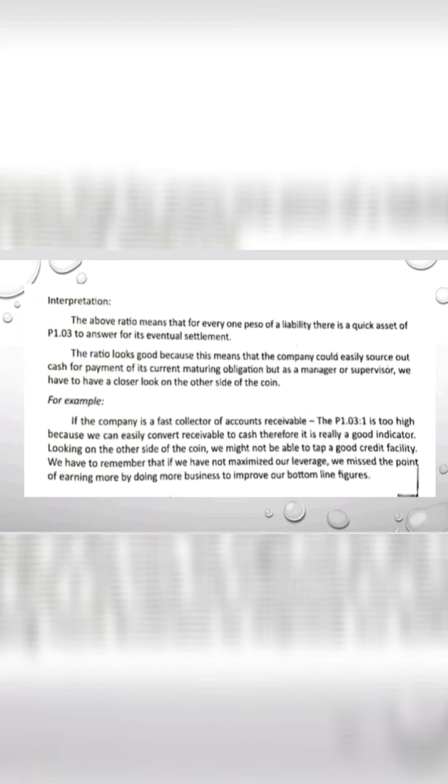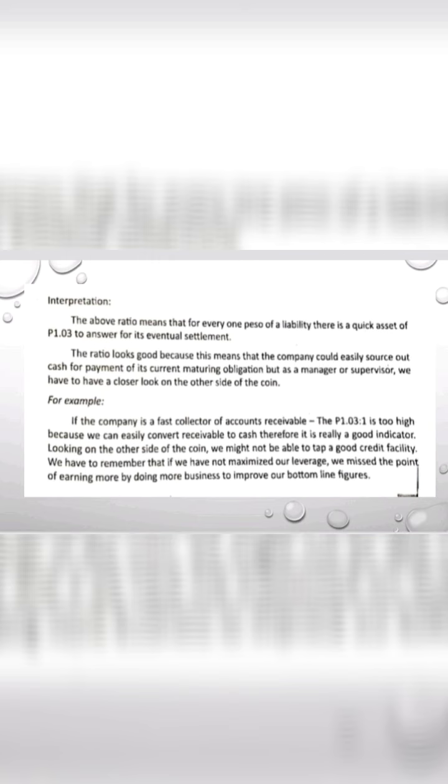Interpretation. The above ratio means that for every 1 peso of a liability, there is a quick asset of 1.03 pesos to answer for its eventual settlement. The ratio looks good because this means that the company could easily source out cash for payment of its current maturing obligations, but as a manager or supervisor, we have to take a closer look at the other side of the coin.